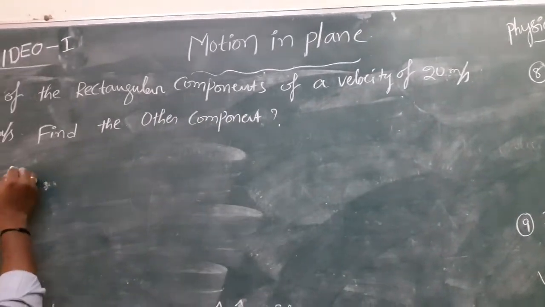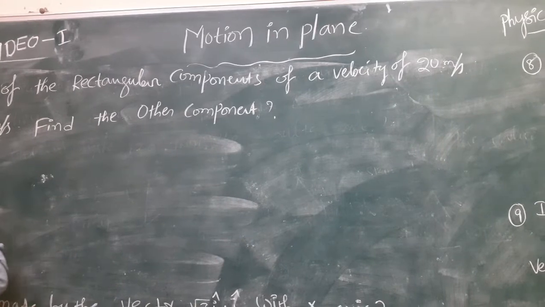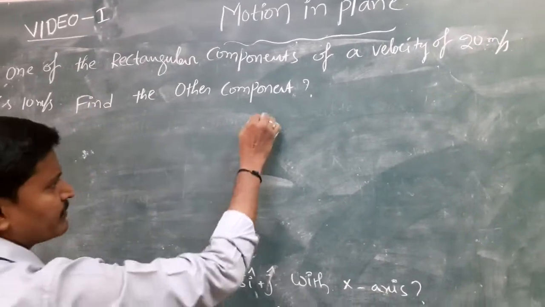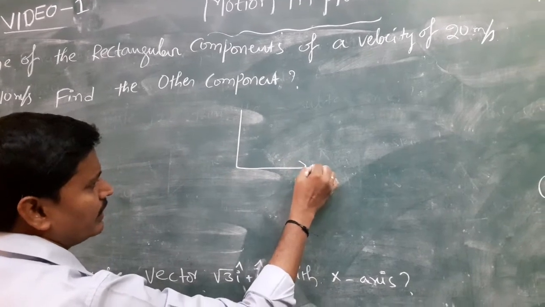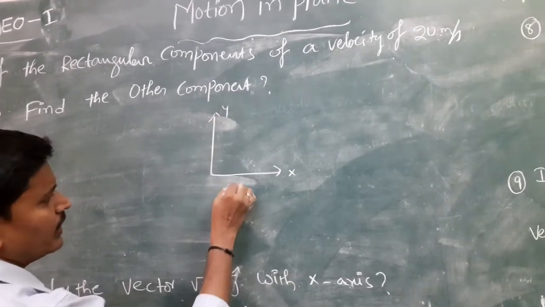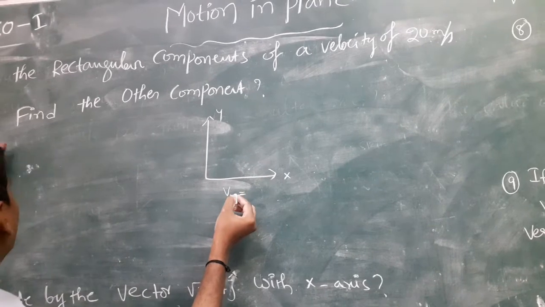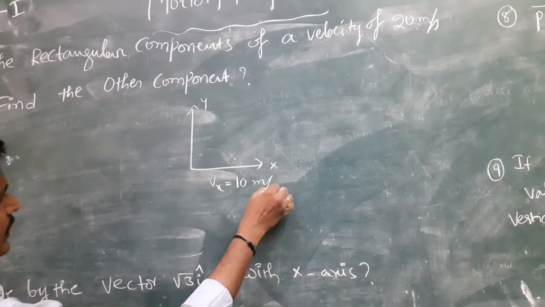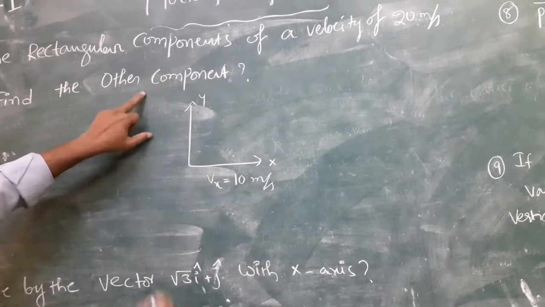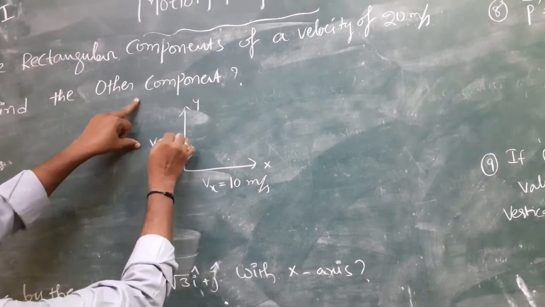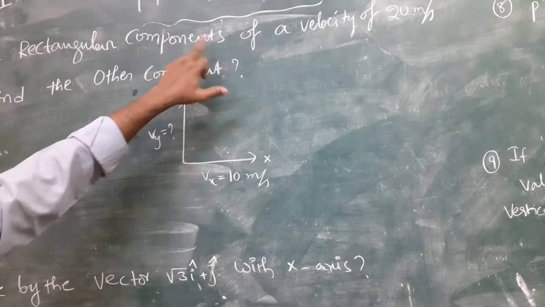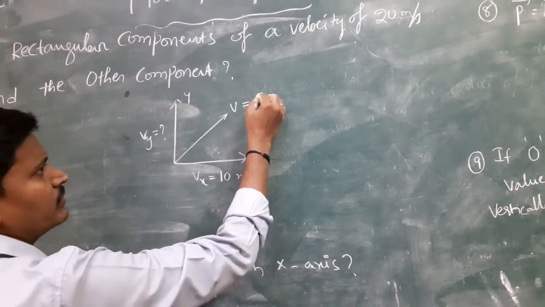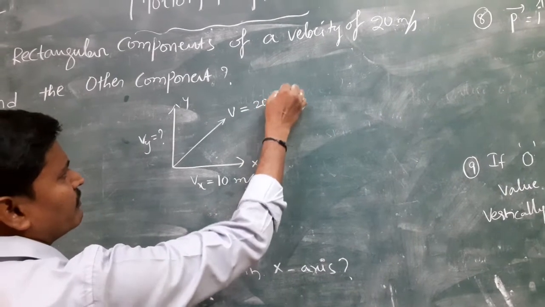The resultant velocity is 20 meter per second, and one component is 10 meter per second. Find the other component. This is the x, y velocity component. Assume the x component is 10 meter per second. Then the resultant of these two is given: v is equal to 20 meter per second.